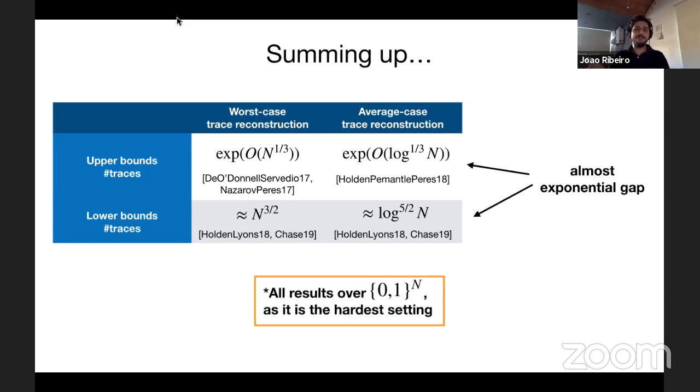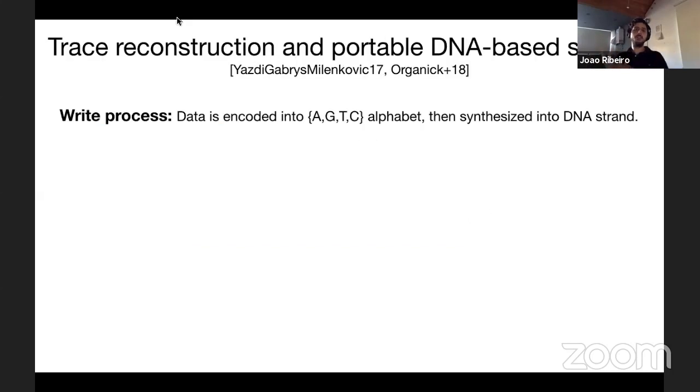And one thing that I didn't explicitly mention, but that I should mention, is that all these results are over the binary alphabet. So your input string is binary. This is the hardest setting for deletions, but we'll see that for coded reconstruction, when you go to larger alphabets, you also get some interesting results. Okay, so we're moving on into coded trace reconstruction.